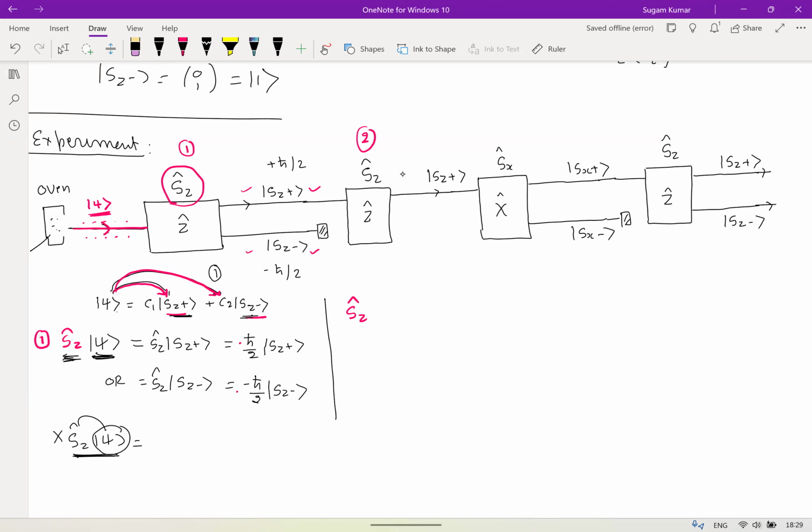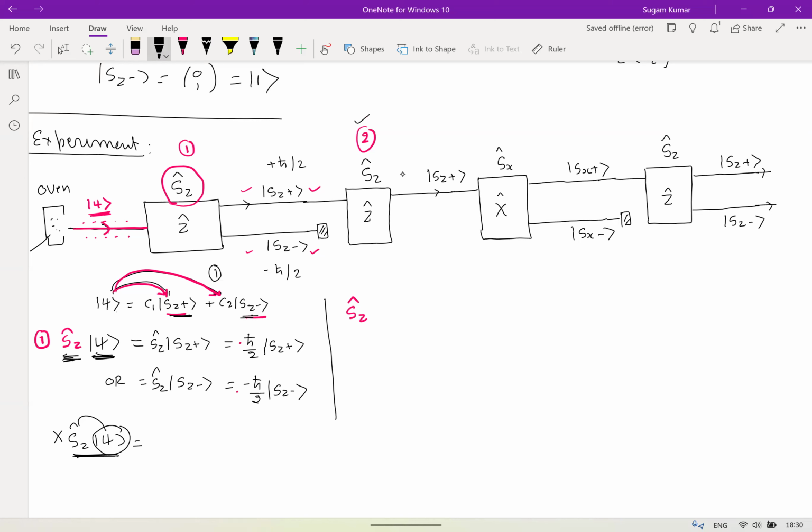SZ has the mathematical notation 1 0, and then SZ minus is 0 1 in the matrix notation, and then SZ, which is on 1 0 0 1 a 2 by 2 matrix, and then operate on this. Then fine. So I will just think about it later.